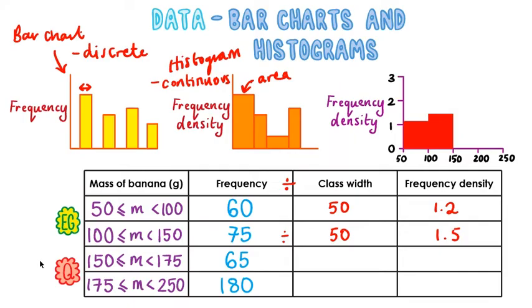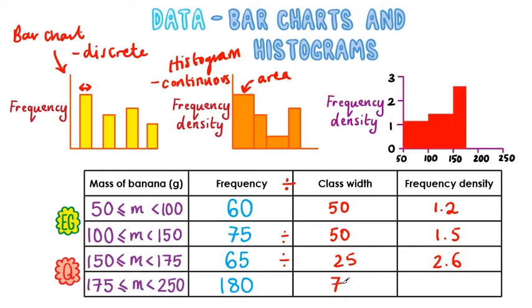Ready? Okay, so the class width this time is only 25. And when we do 65 divided by 25, we get a bigger number, we get 2.6. So let's draw that on there. And remember this time, we really want to go halfway. We want to go to 175 and then up to 2.6. Something like that.